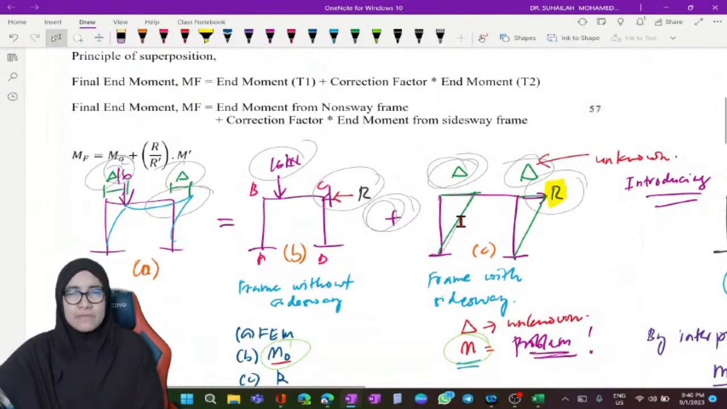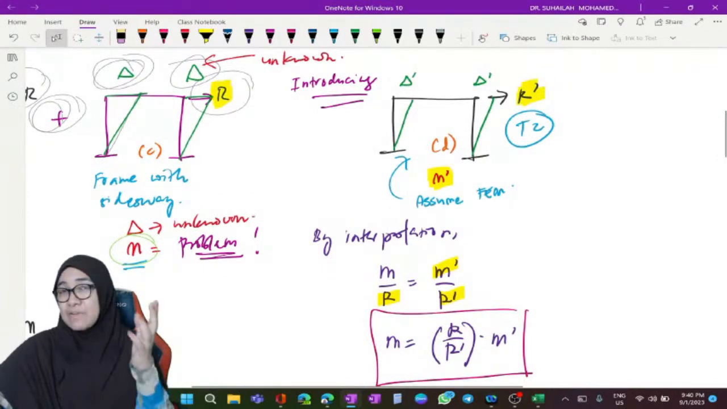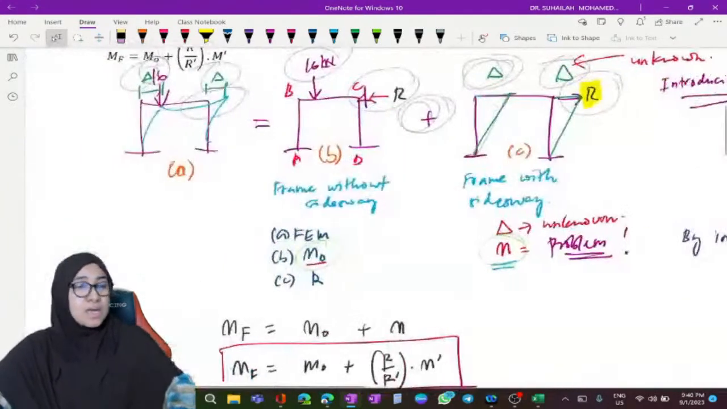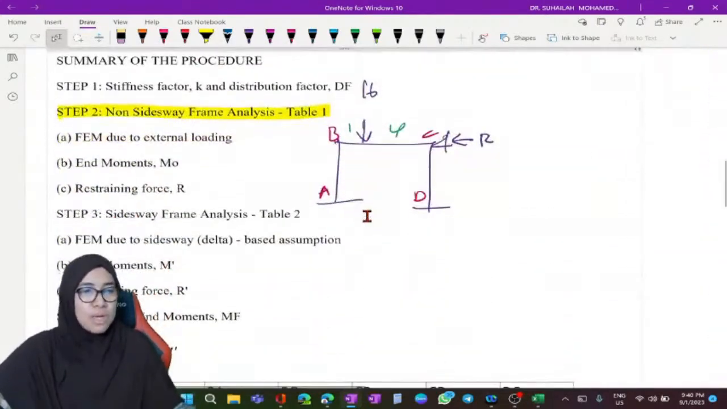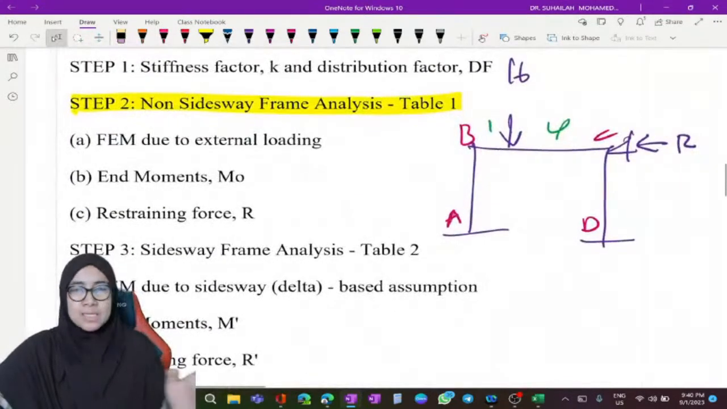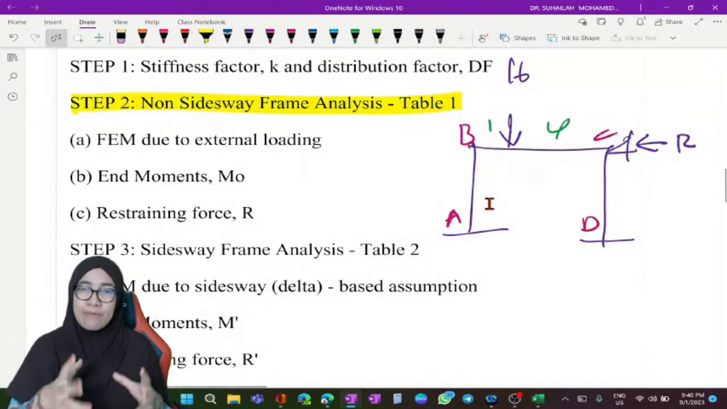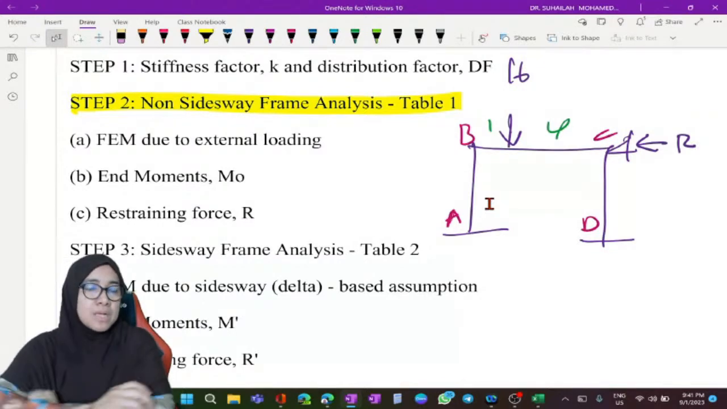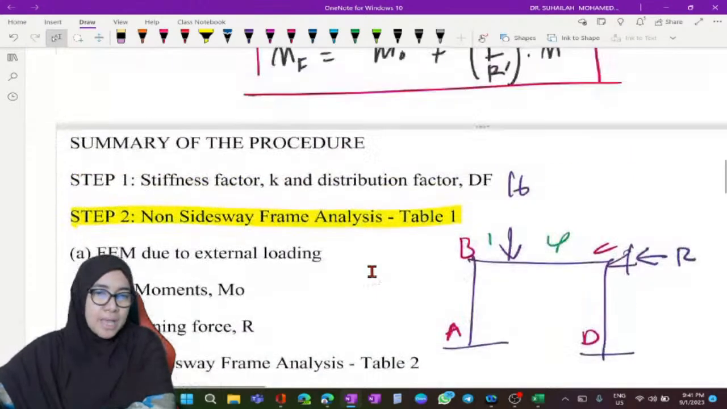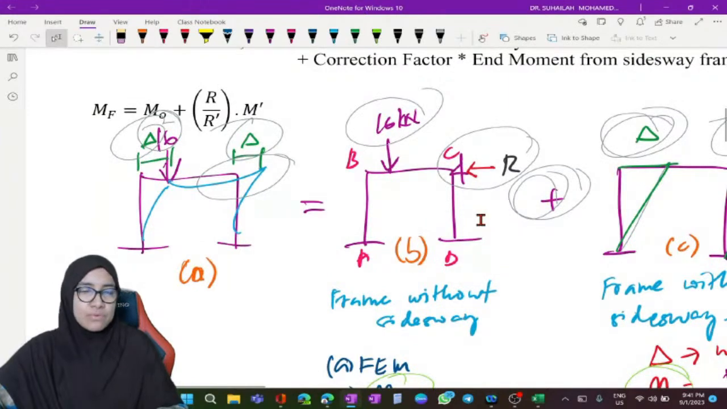This I have discussed in the first series, the derivation of how we get R divided by R prime times M. In the second series, I moved to step number 2, non-sway frame analysis for table number 1. For each table, we have to draw the free body diagram. This free body diagram refers to the derivation, so you have to understand this derivation first.